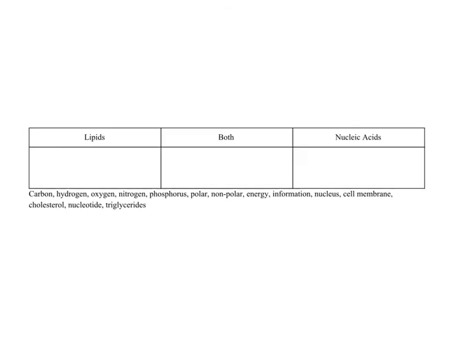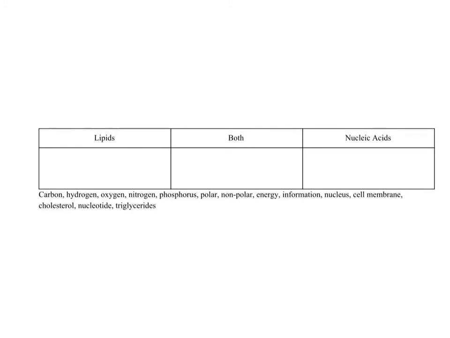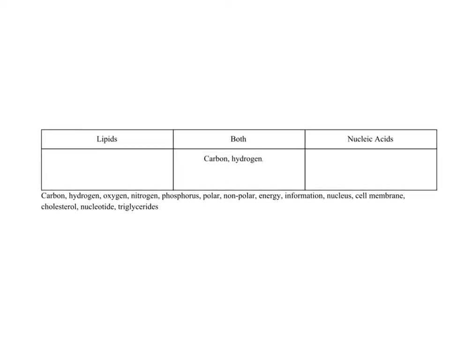Now for lipids and nucleic acids. If you think about it, these are going to be really different, but they're still both organic macromolecules. So they have to have carbon and they have to have hydrogen. But we know lipids don't contain almost any other elements, at least not in high amounts. So that means all the other ones, oxygen, nitrogen, and phosphorus, have to belong only to nucleic acids.